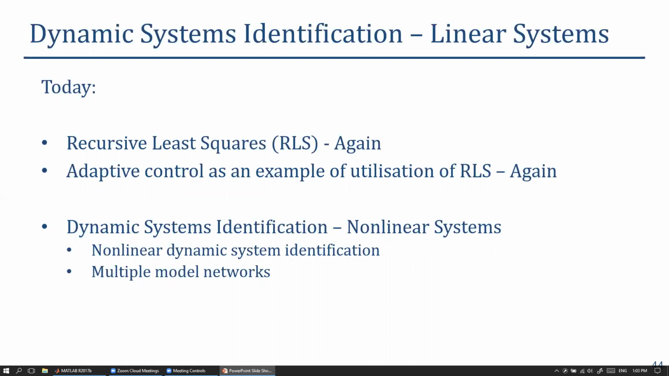Then this example is going to conclude the linear systems system identification, and then we are going to continue with the nonlinear systems today. We will take a look in general at nonlinear system identification, and maybe we will start with the multiple model networks today. If not, then we're going to continue tomorrow.